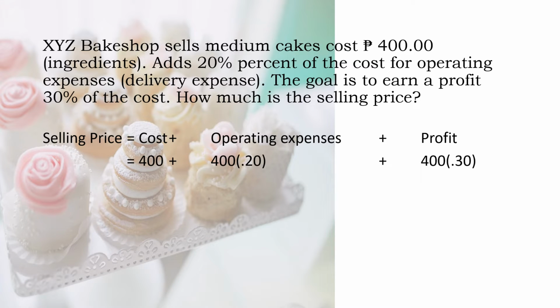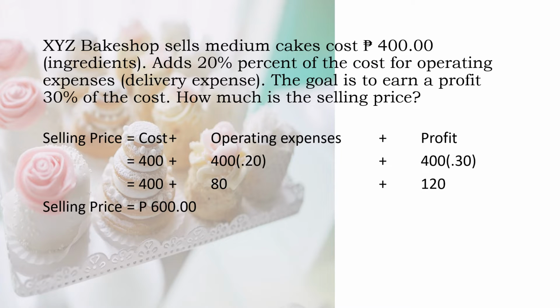Let us substitute. The cost is 400. The operating expenses is 20% of the cost, which is 400, and profit is 30% of the cost, which is also 400. Now, let us compute. Cost is 400, operating expenses is 80, and the profit is 120. So the selling price is 600, since 400 plus 80 is 480, plus 120 is 600.